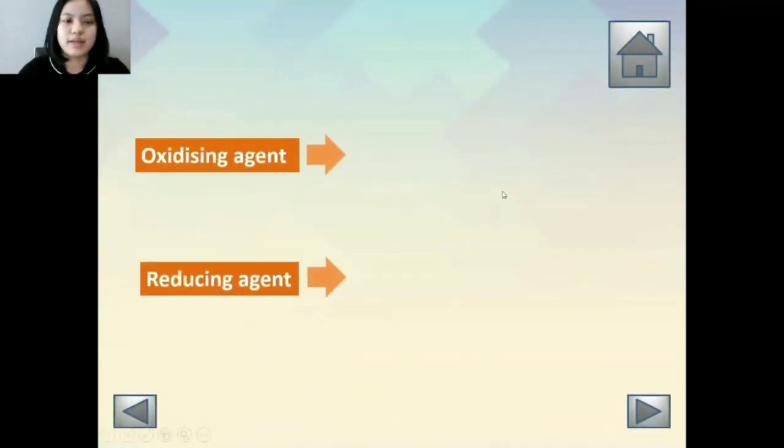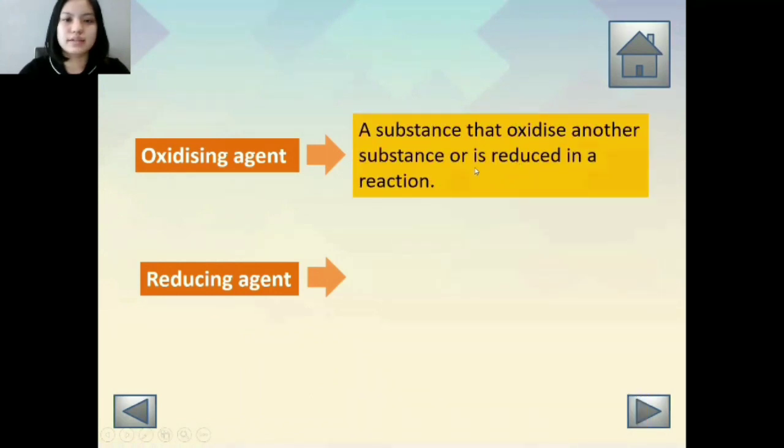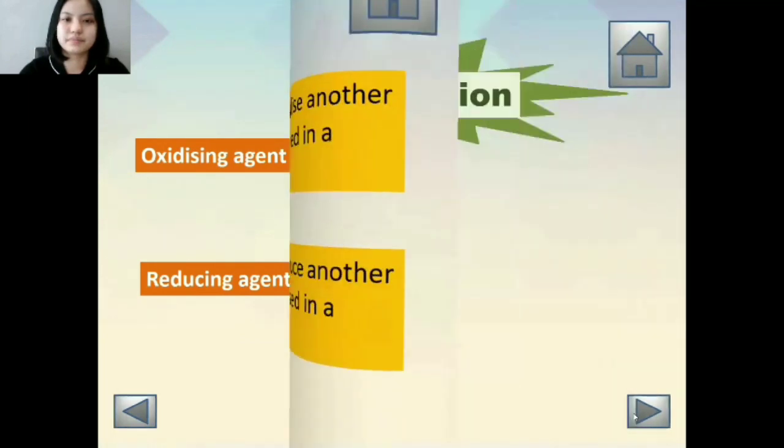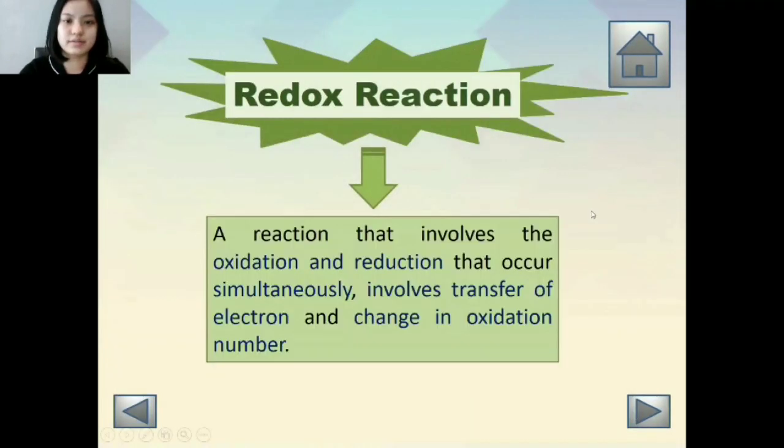Oxidizing agent is a substance that oxidizes another substance. Reducing agent is the substance that reduces another substance. Redox reactions involve oxidation and reduction that occur simultaneously, involve transfer of electrons and change in oxidation number.